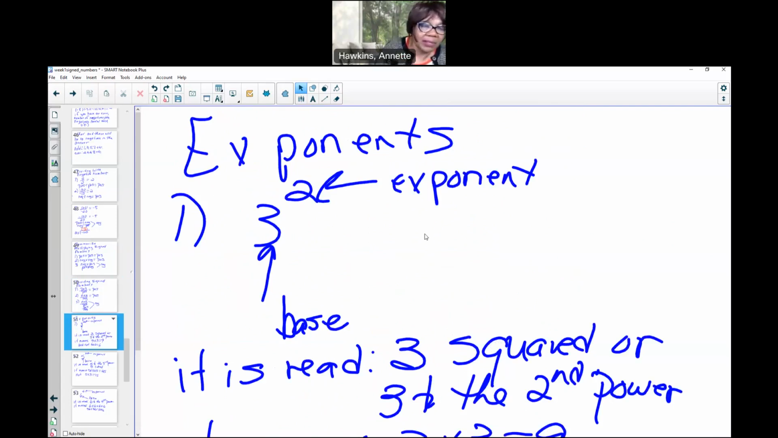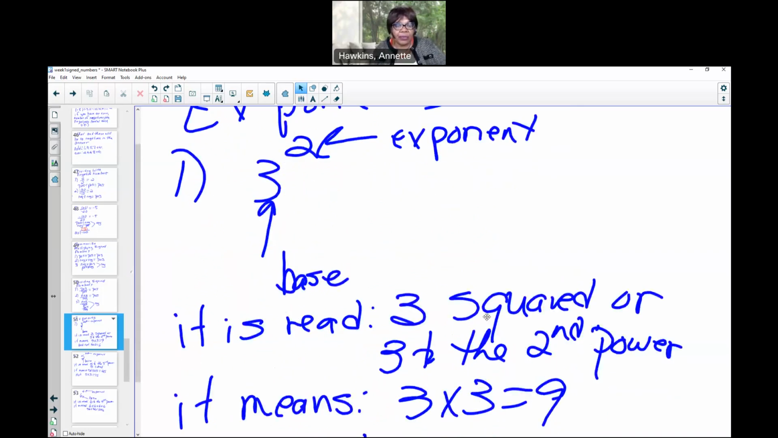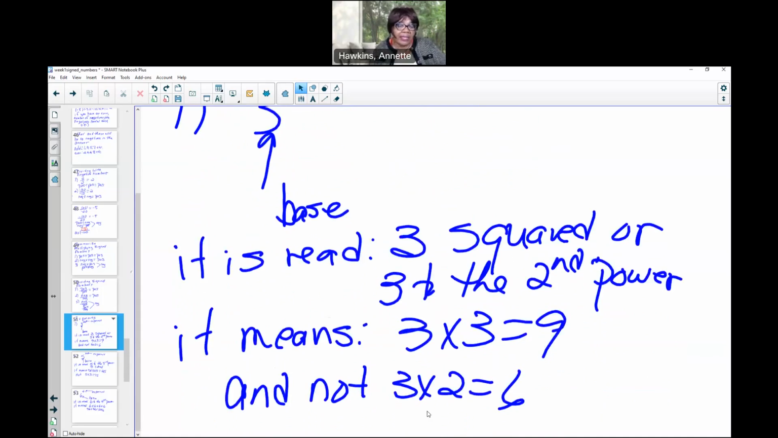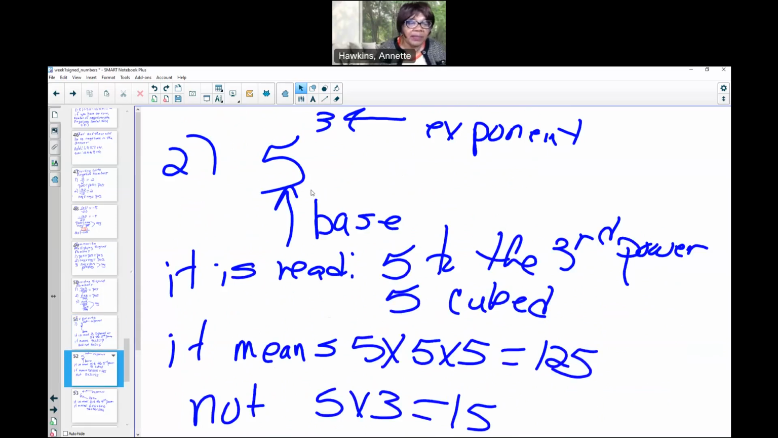All right, let's talk about exponents. So this number is raised up high, so this is called the exponent. This number is below, it is called the base. Okay, now this is read 3 squared, or 3 to the second power. It means 3 times 3, which is 9, and not 3 times 2, which is 6. This is read 5 to the third power, or 5 cubed. It means 5 times 5 times 5, which is 125, not 5 times 3, which is 15.